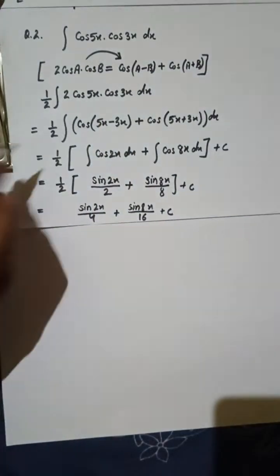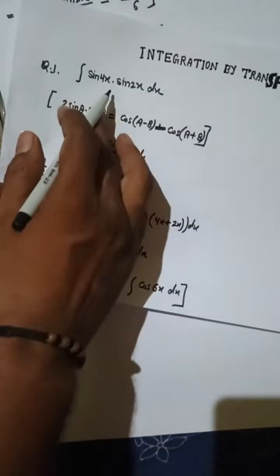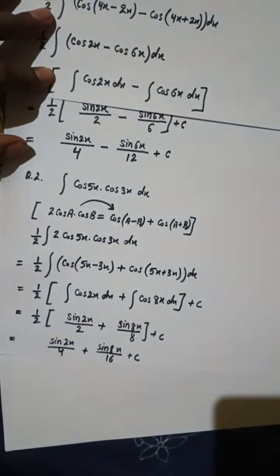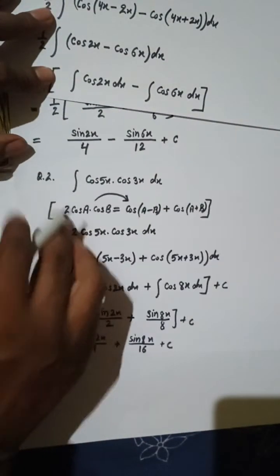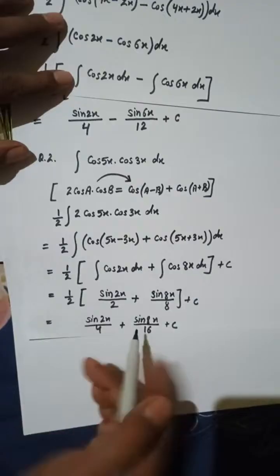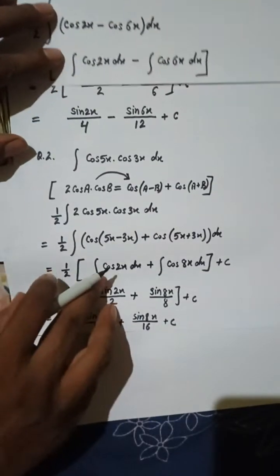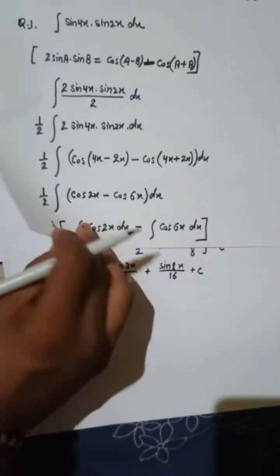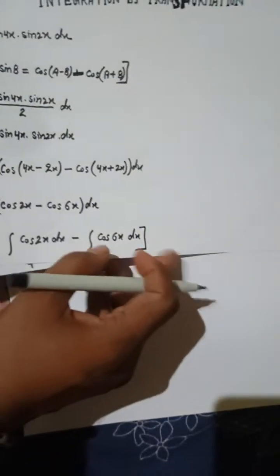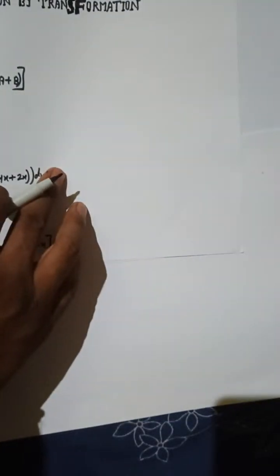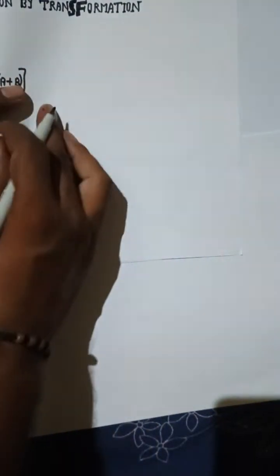And we have the integration of sine 4x into sine 2x, which we found to be sine 2x by 4 minus sine 6x by 12. This shows that if both terms are sine, there is a negative sign between them, and if both are cos, then there is a plus sign. Now we have another question, because we need to do more and more practice so that we will have a good understanding of transformation. So let's do another problem. Here I have another problem, you can see.